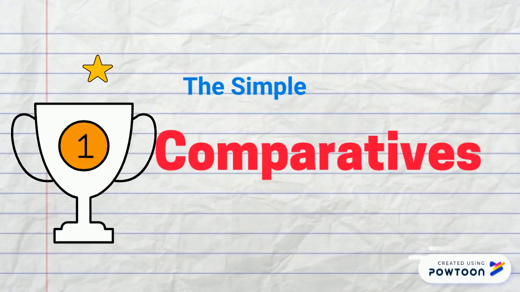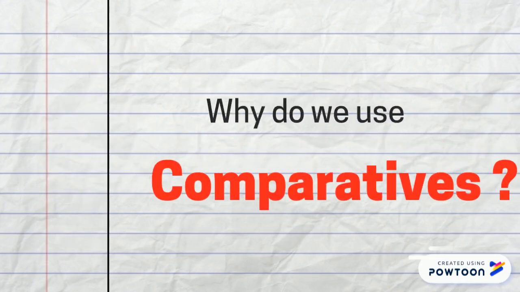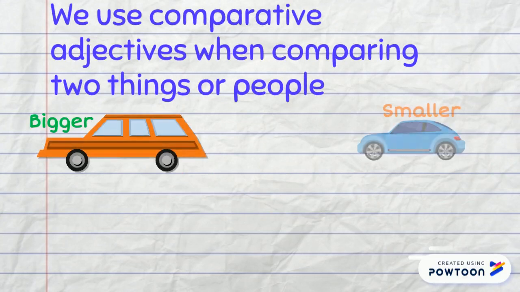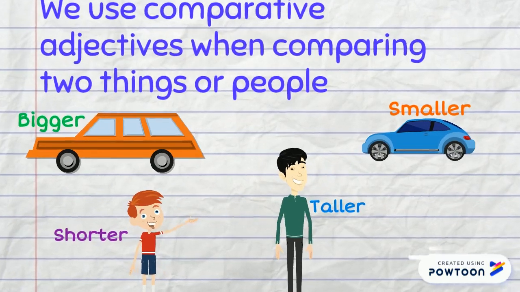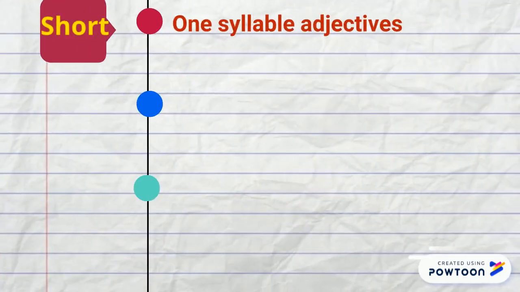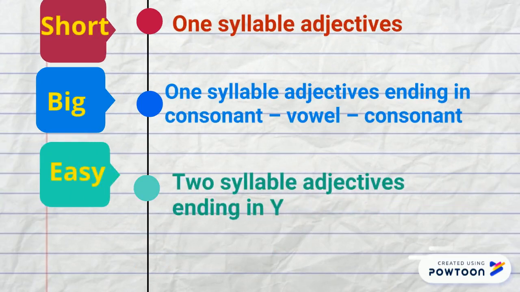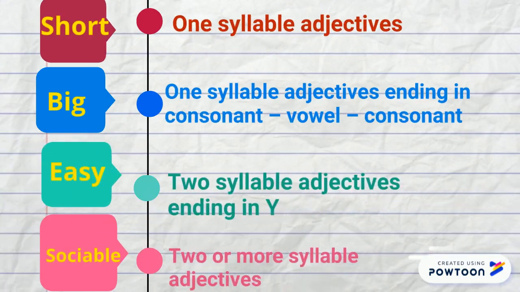The simple comparatives. Let's see together. You may ask a question, why do we use the simple comparatives? We use comparative adjectives when comparing two things or people. Here are some comparative adjectives. Let's see the difference between each one of them.